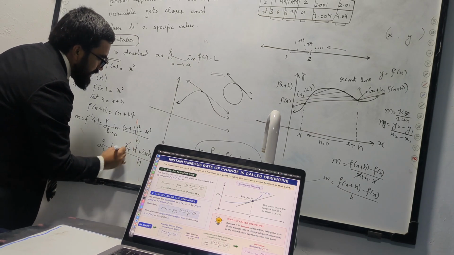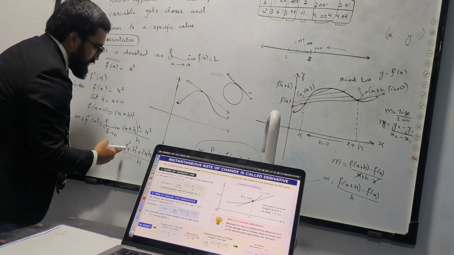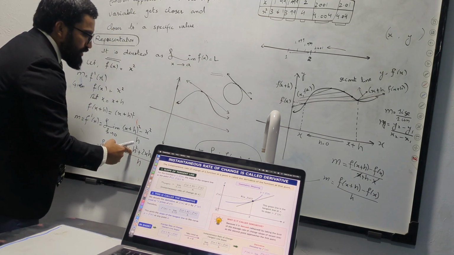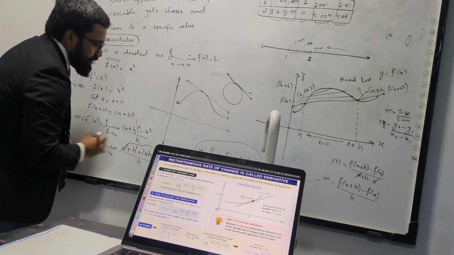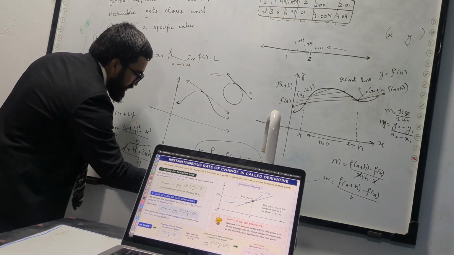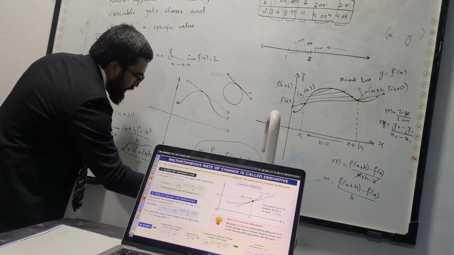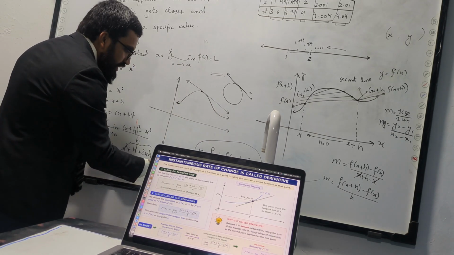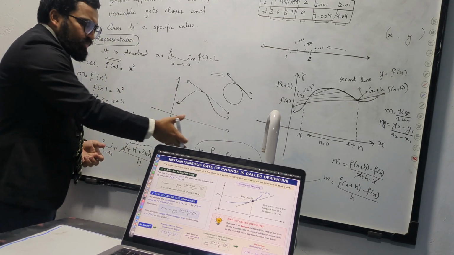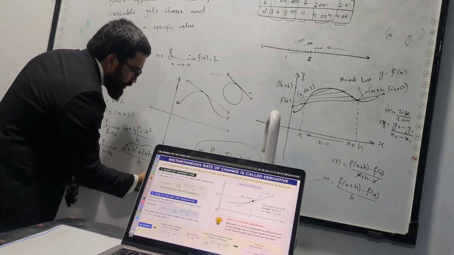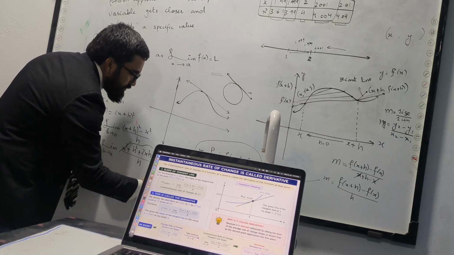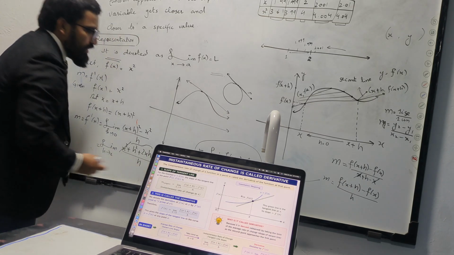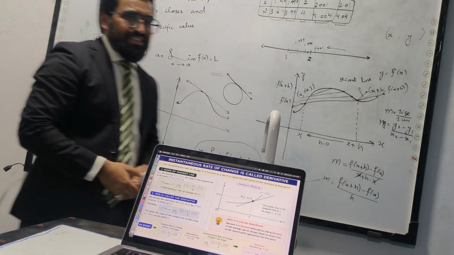What's happened here? X square cancel out, and what's happened here? We have limit h approaches to 0. H is common from these two, and we have h plus 2x over h. H is cancelled out. Now it's time to put h. As h approaches to 0, we need to just put the 0 here. So when we put 0 here, it will become 2x. So derivative f dash of x is 2x.